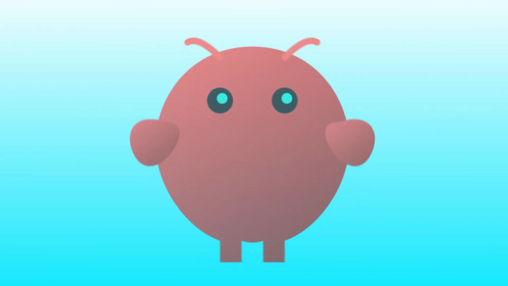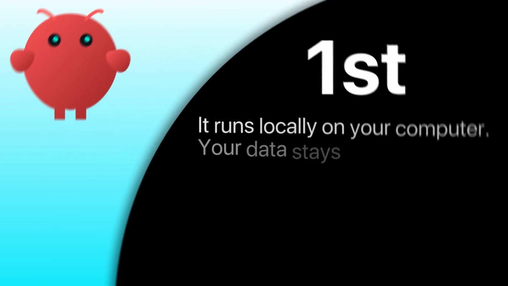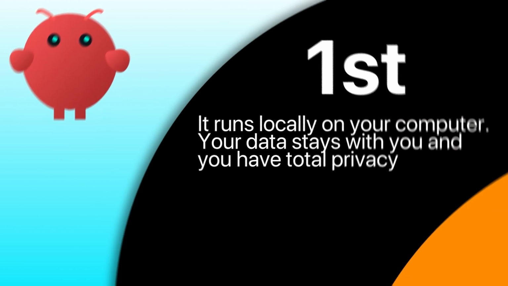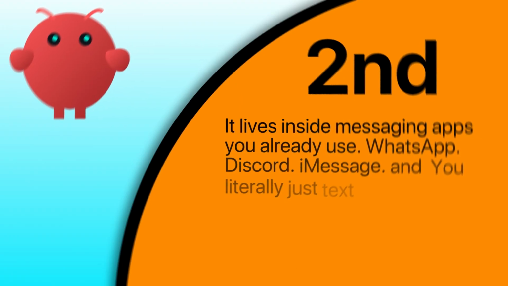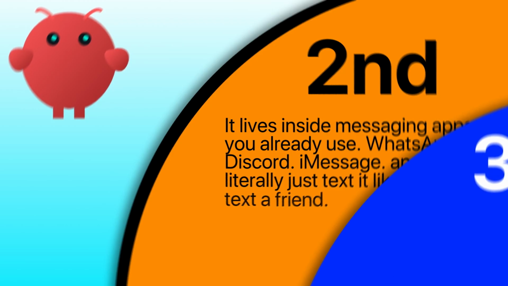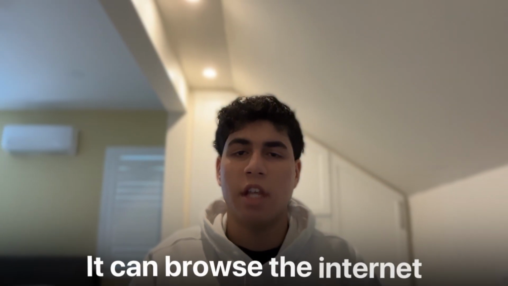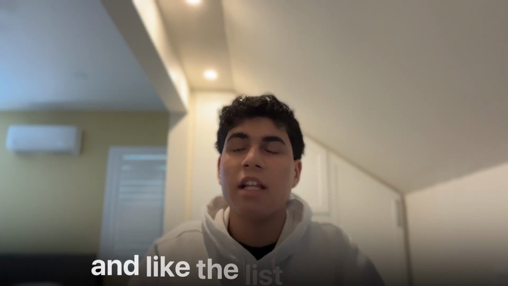So what makes this AI agent so special? There are three things. First, it runs locally on your computer. Your data stays with you and you have total privacy. Second, it lives inside the messaging apps you already use, WhatsApp, Discord, iMessage, and you literally text it as if you would text a friend. Third, it doesn't just respond to you, it acts for you. It can browse the internet, send emails, control your browser, and manage your calendar, and the list is endless.